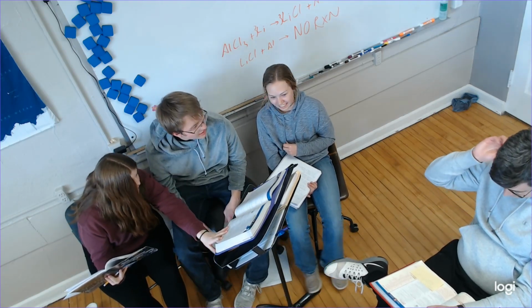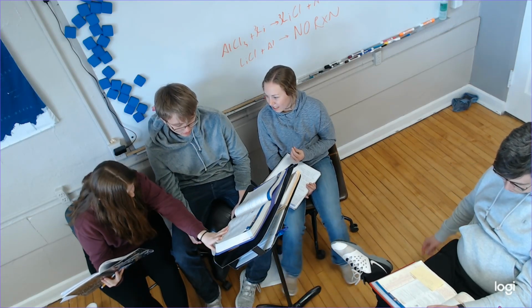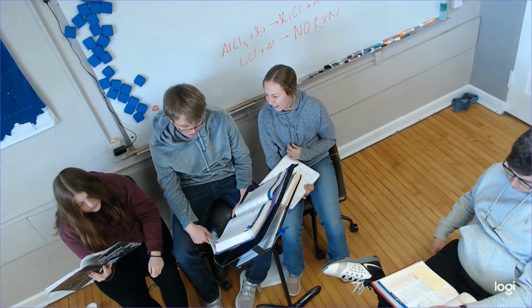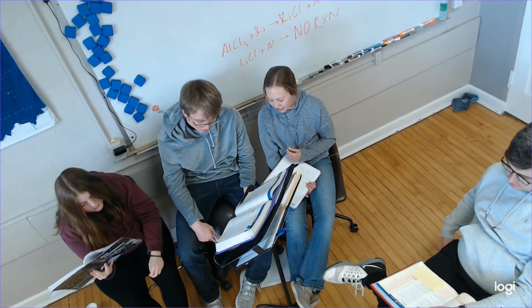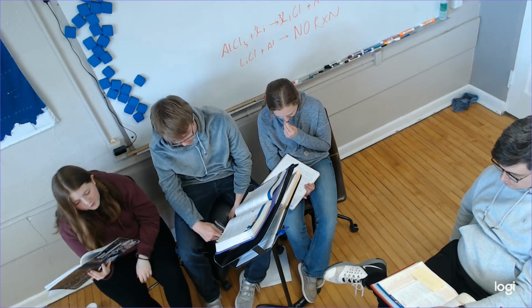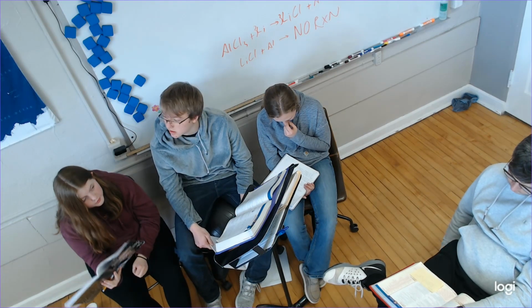Okay, C. Titanium 4 hydroxide yields titanium 4 oxide plus water. But I think it wants you to balance it, so just go ahead and balance it. Ti(OH)4 yields TiO2 plus 2H2O. Good.